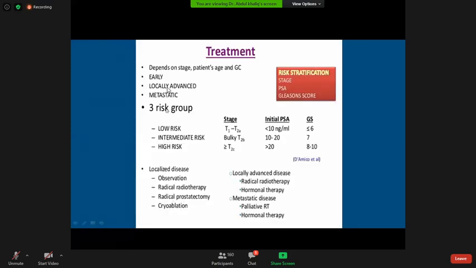There are three risk groups: low risk, intermediate risk, and high risk. For localized disease, the early stage, with no metastasis, no advance, and no involvement of neighboring structures, the treatment is observation, radical radiotherapy, or radical prostatectomy, one or both options. The locally advanced is treated with radical radiotherapy and hormonal therapy. And the metastatic is treated with palliative radiotherapy or hormonal therapy.